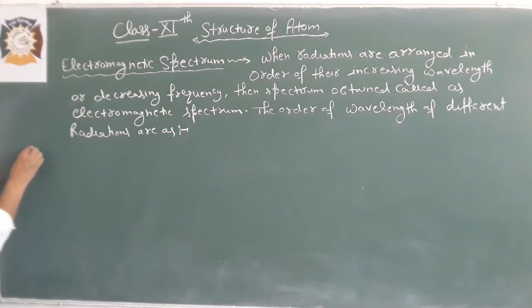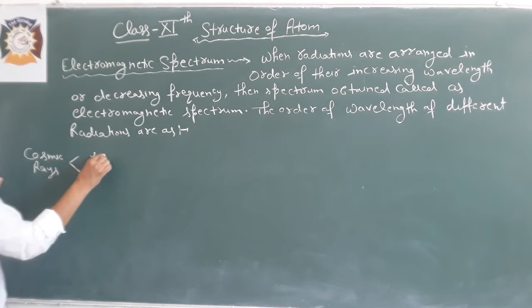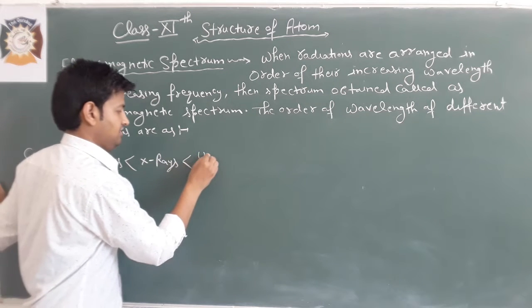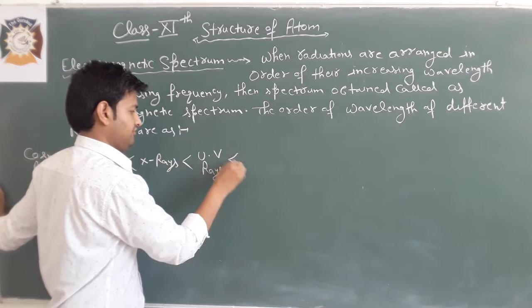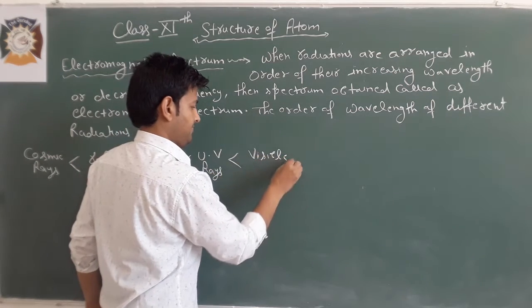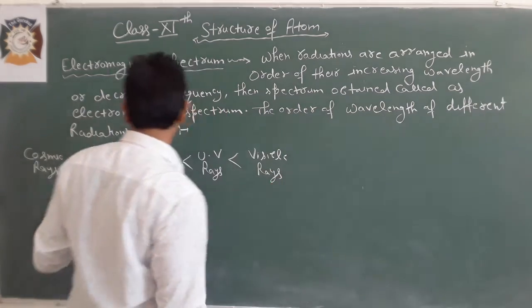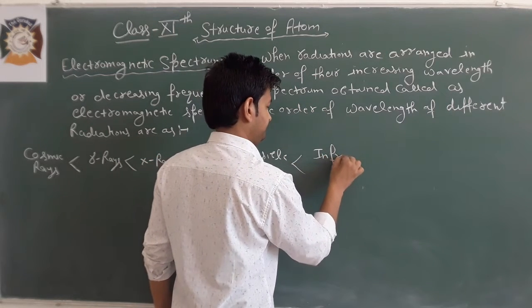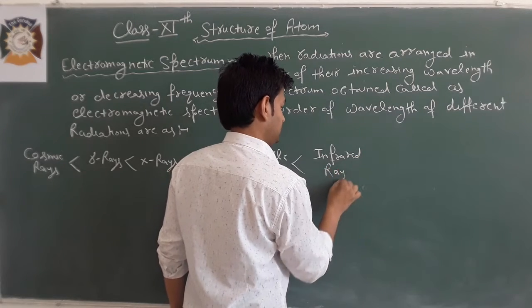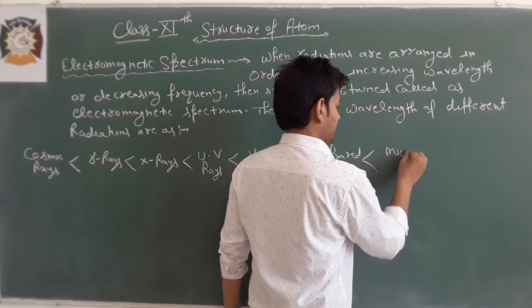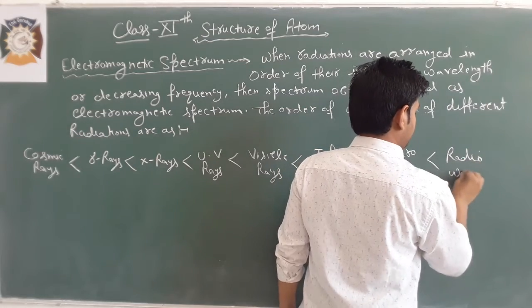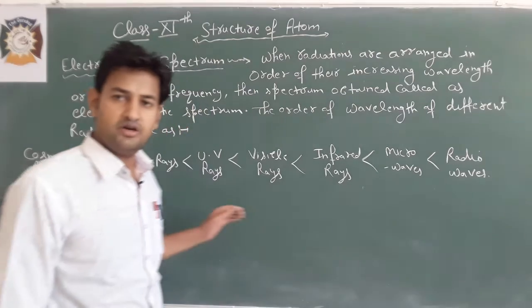So first is cosmic rays, gamma rays, X-rays, next is ultraviolet rays, visible rays, infrared rays, microwaves, and last is radio waves. These radiations are arranged in increasing order of their wavelength.